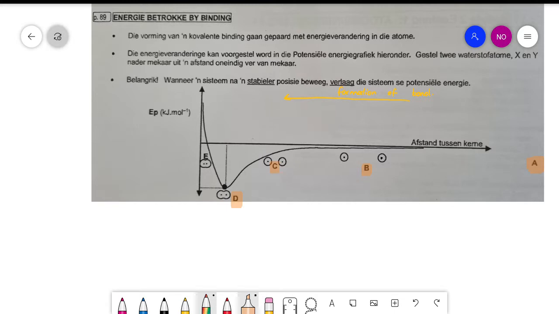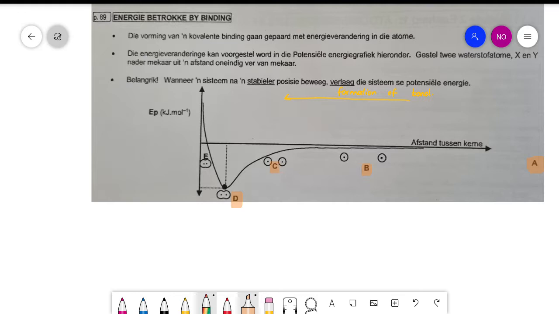D means that they have formed a bond. Great. Hulle is nou by mekaar, die twee H-atome het mekaar aangetrek tot by die posisie waar hulle verbind. Die orbitale van die twee atome oorvleuel en die binding H2 word gevorm.